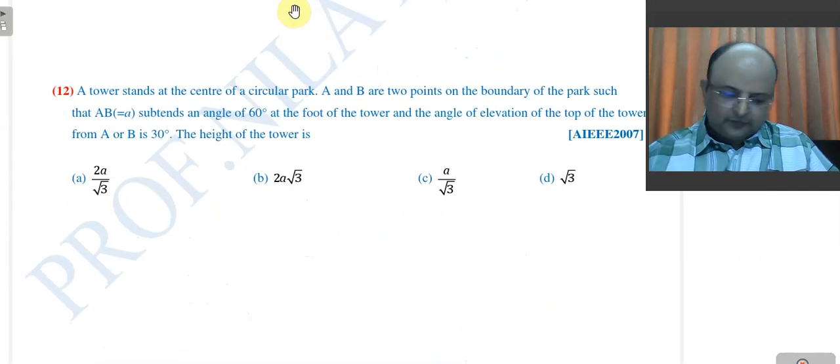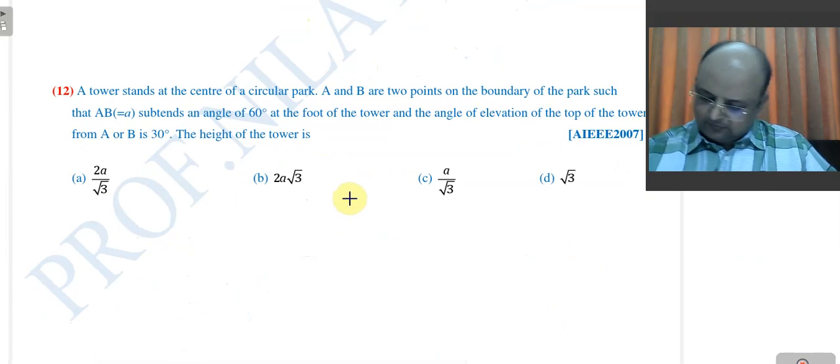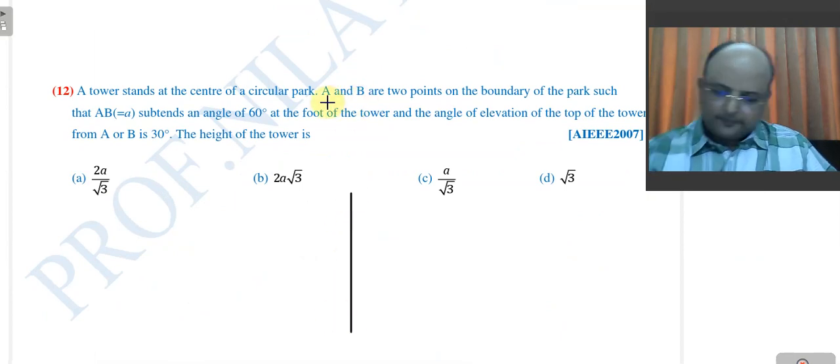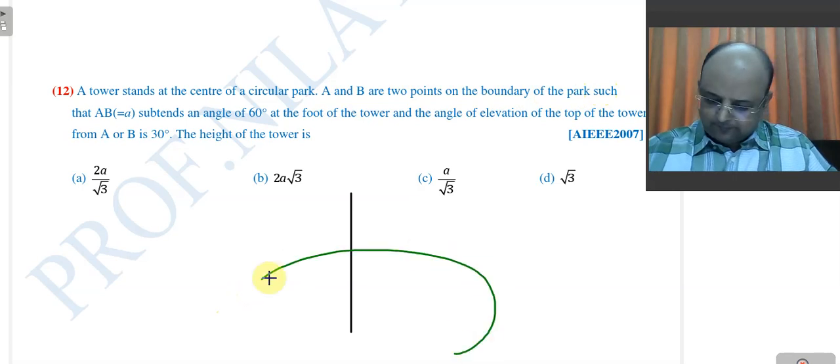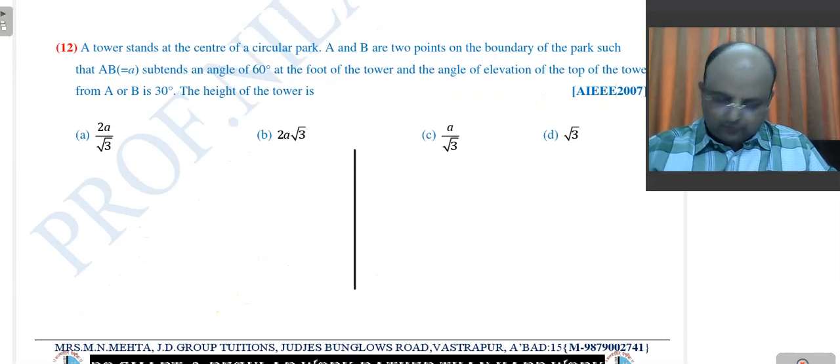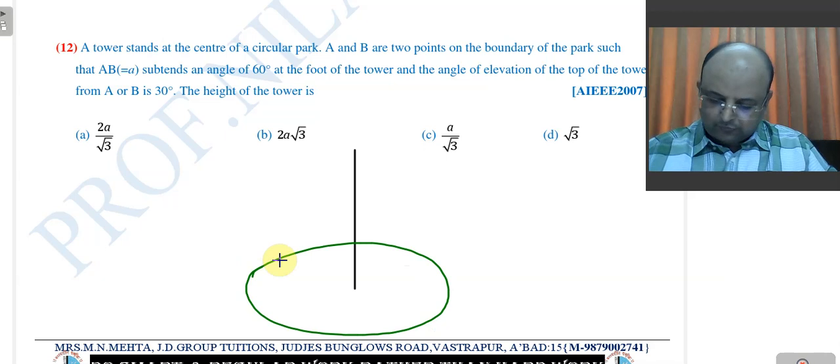Oh, one more of your height and distance. A tower stands at the center of the circular park. चलो टावर ऊपर कर दी. Okay, then what? A and B are 2 points on the boundary of a park. Okay, we go for making the boundary. I hope I can draw it nicely. I'm not drawing it to do Saraswati, but I'm trying. This is your A and B are 2 points on the boundary. This is at the center, so I can observe that this is radius as well as this is also radius. है ना?